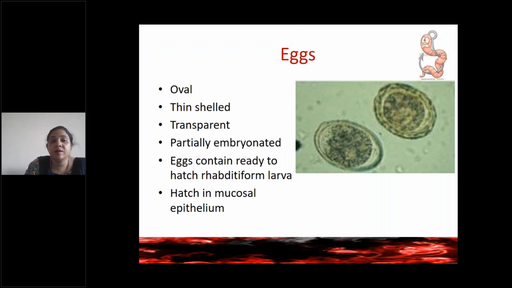See this egg. Oval, thin shell, transparent, partially embryonated. The eggs contain ready to hatch rhabditiform larvae, which usually hatch within the mucosal epithelium.